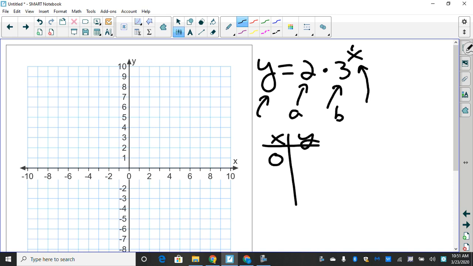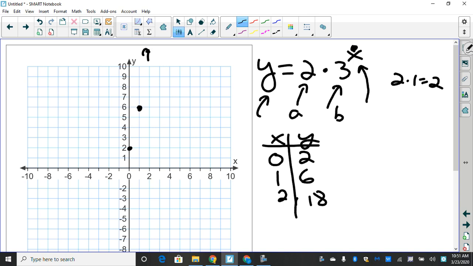If I put 0 in for x, 3 to the 0 is 1, and 2 times 1 would equal 2. So when x is 0, y is 2. Right there. So what if I put 1 in there? Well, 3 to the 1 is 3 times 2, that'll give me 6. So at 1, I'm already up to 6. If I put 2 in there, that's 9, that'll be already up to 18. So at 2, I'm way up there at 18.